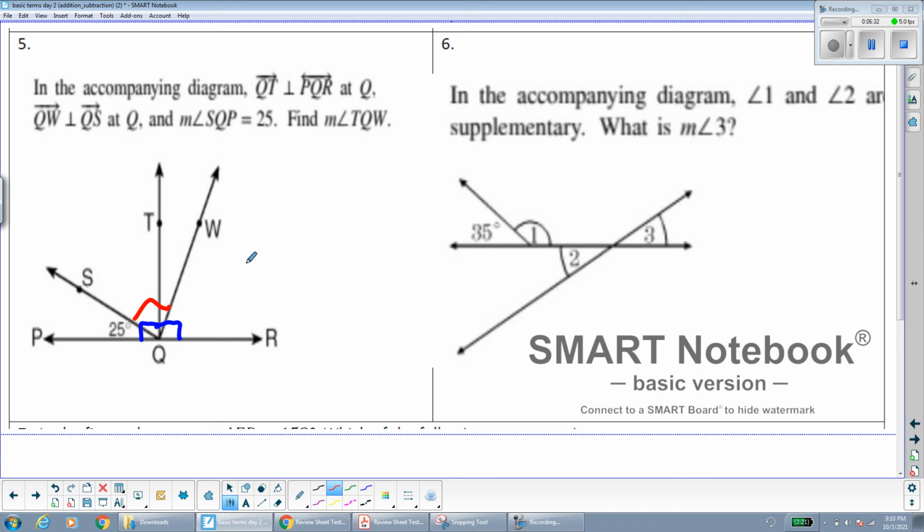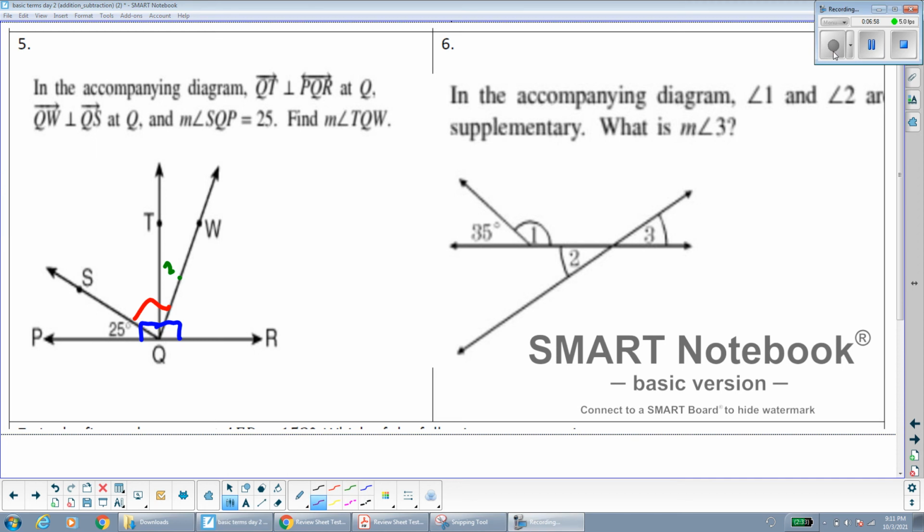And the measure of angle SQP is 25 degrees, and they already filled that in for us. They were nice to us. They filled that in the diagram for us already. What we need to find is the measure of angle TQW, this angle right over here. I'm going to put a question mark here because we need to find it.